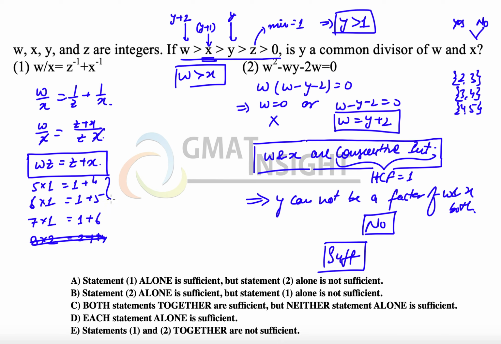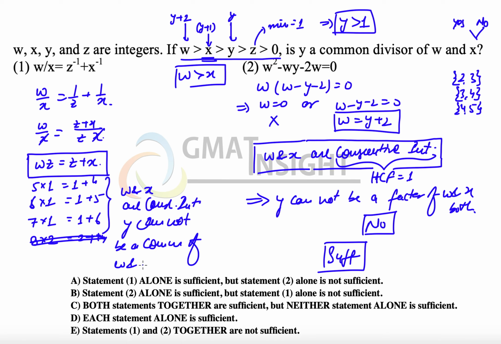So by substituting values, once again we can make the inference that w and x are consecutive integers, and when they are consecutive integers, y cannot be a common divisor of w and x. That means the answer to the question using this statement as well is definitely no. That means the first statement alone as well is sufficient.